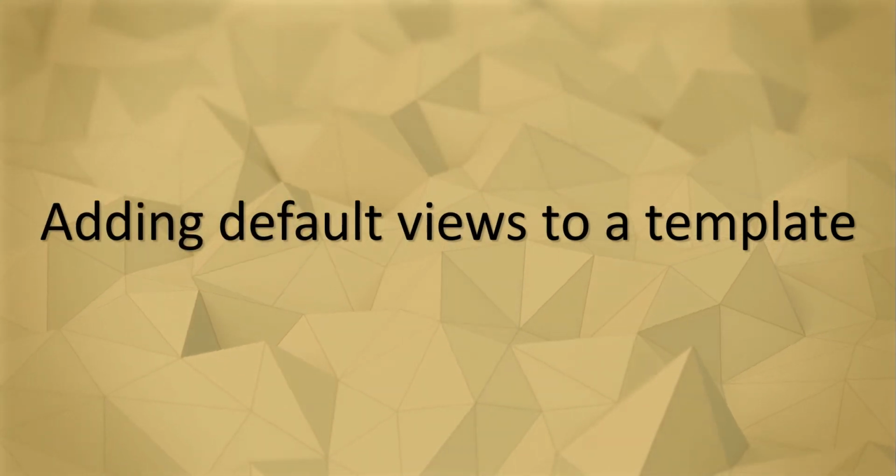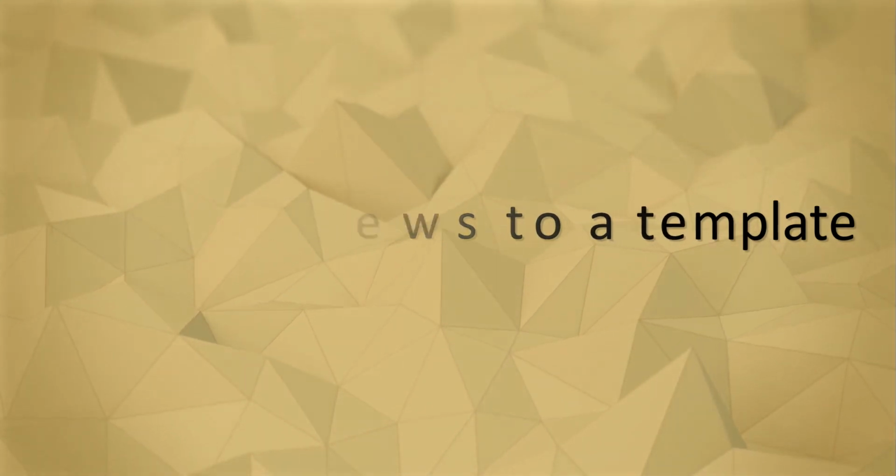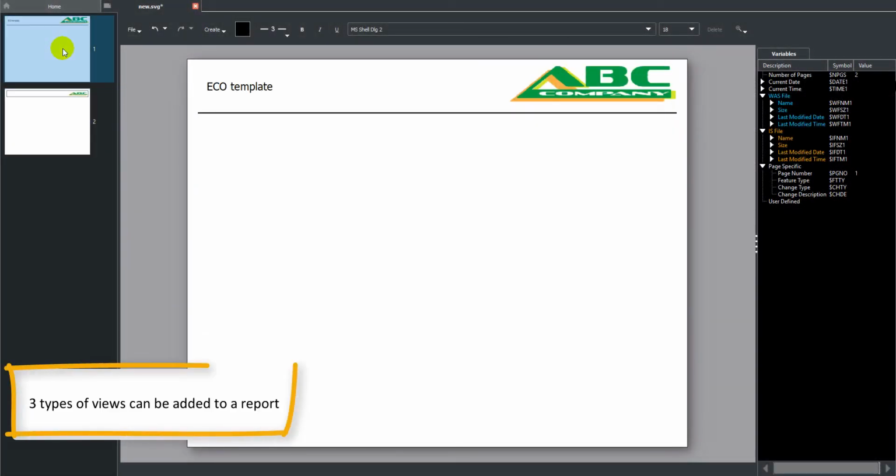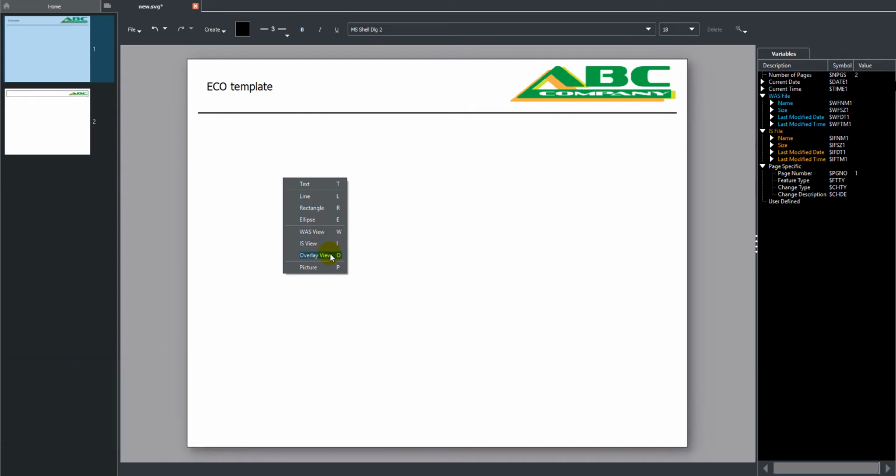Adding default views to a template. Three view types can be added to a template. First is an overlay view. That's a view that has both models overlaid on top of each other with a 50% transparency level.